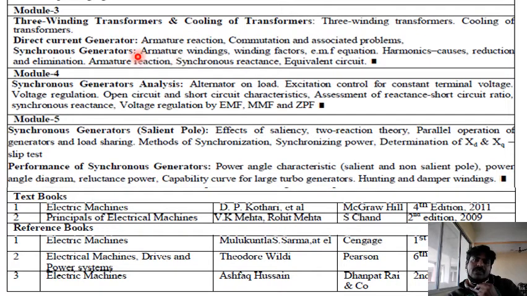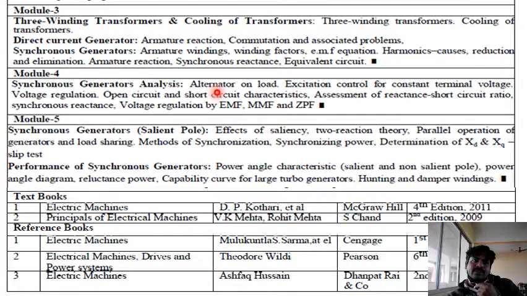And the third part is synchronous generator. Again you are going to study the winding construction, that is armature winding, winding factor, EMF equation, harmonics, their causes and reduction, armature reaction, synchronous reactance, and equivalent circuit. So this is about module 3.